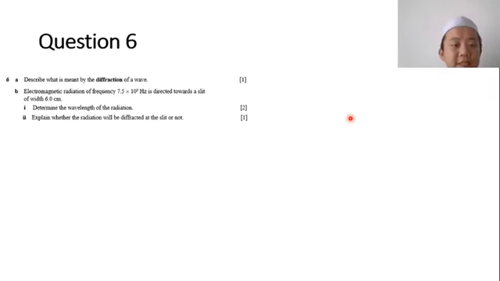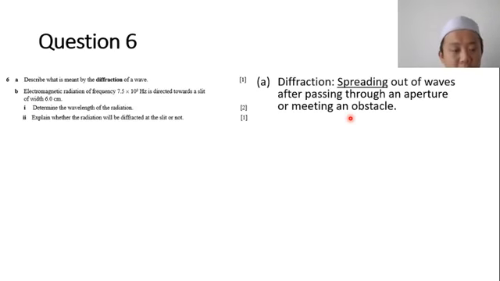Proceed. Describe what is meant by diffraction of a wave. This one we have already done. Spreading of waves after passing through an aperture or meeting an obstacle. Part B, electromagnetic radiation of frequency 7.5 times 10 to the power of 9 Hz is directed towards a slit of width 6 centimeters. Determine the wavelength of the radiation. So we are given the frequency. This is not the wavelength. This is the width, 6 centimeters.